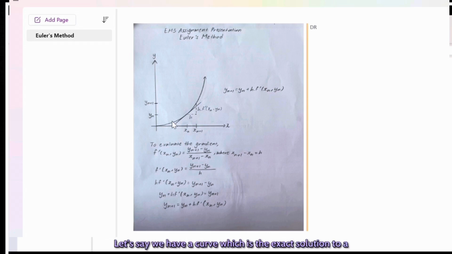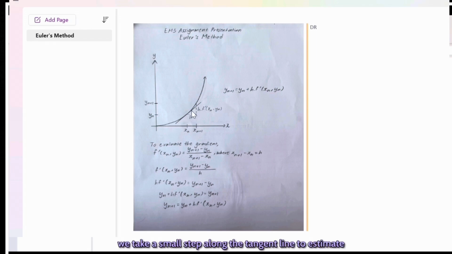Let's say we have a curve, which is the exact solution to a differential equation. However, we don't know the full curve. Only the rate of change dy over dx and the starting point are known to us. So let's start from the starting point x0, y0. Here, from this starting point, we draw a tangent line which comes from the differential equation.